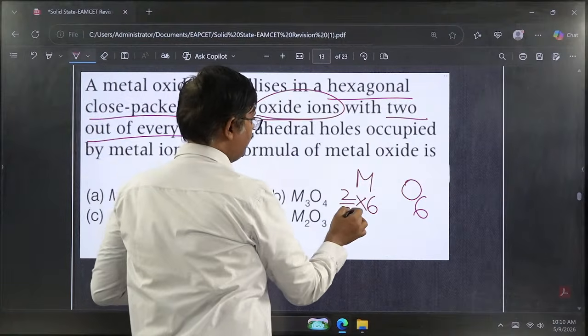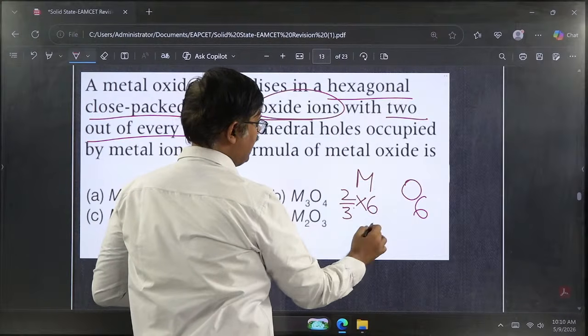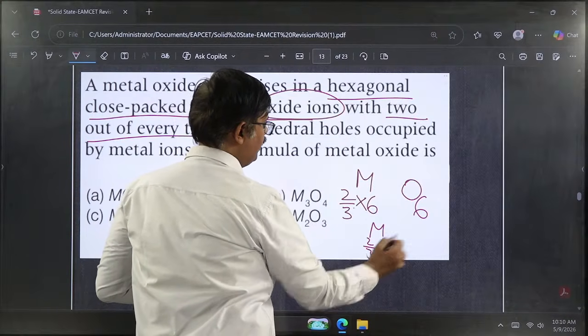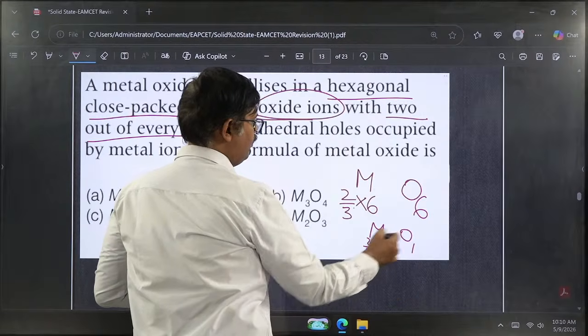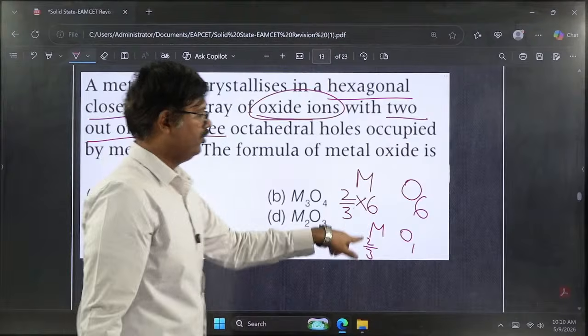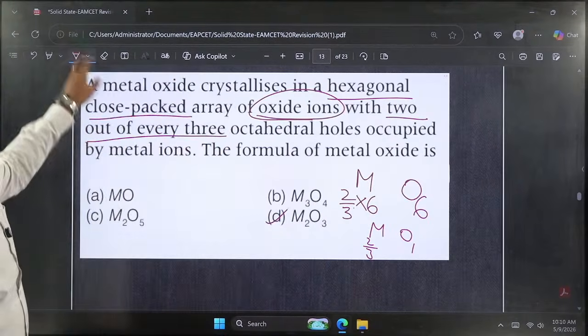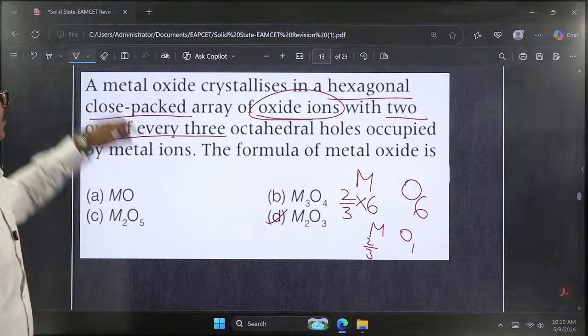Then just simplify it. First of all, if you take the ratio, 6 cancels. So M2 by 3 O1 you will get. So if you put it in integers, M2O3 will be the answer for this. Take the simple integer ratio, you will get that.